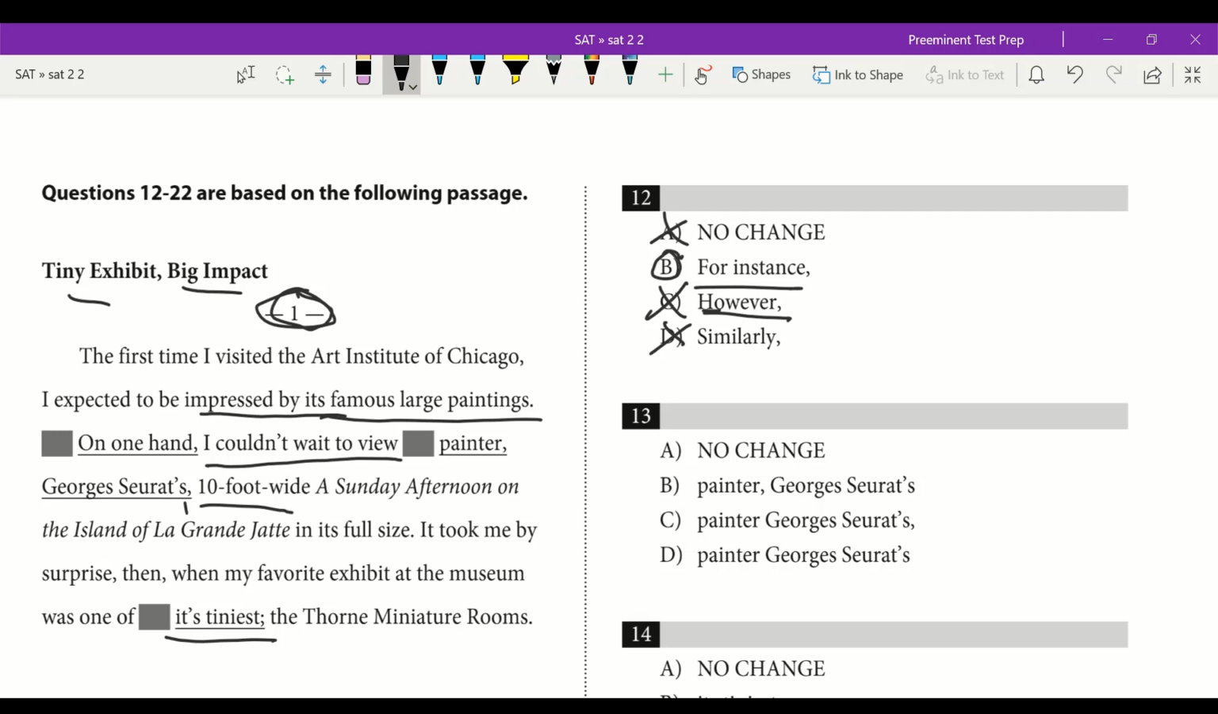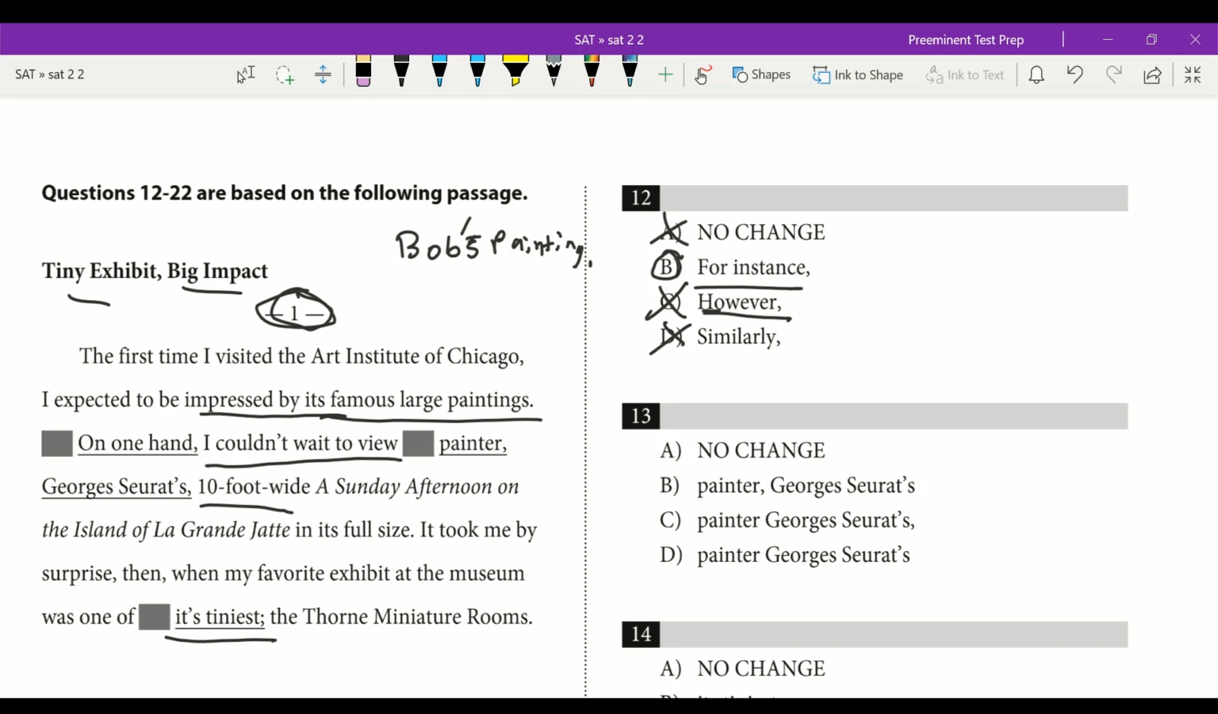Now I'm looking at this comma. Do we need to have a comma after that? Well, let's think about this. If it just said Bob's, she couldn't wait to see Bob's painting. Would we put a comma after Bob's before it goes to painting? We wouldn't, right? So we're not going to put one here either, because this 10-foot wide A Sunday Afternoon on the Island of La Grande Jatte in its full size is all a noun phrase, right? So we don't need a comma there.